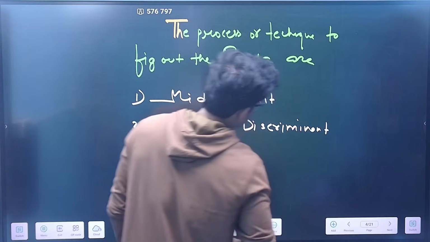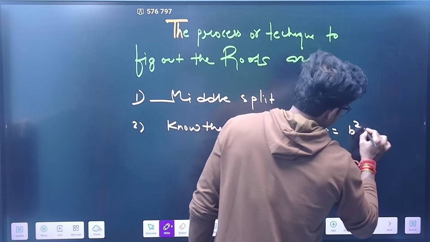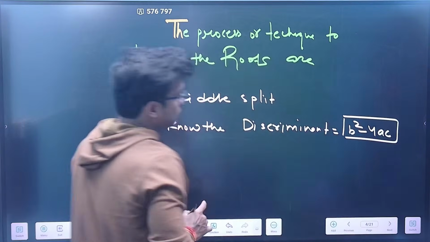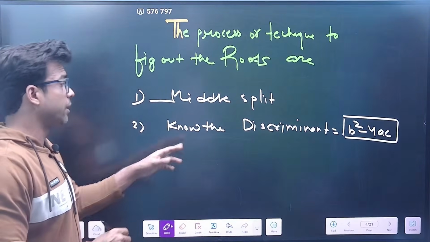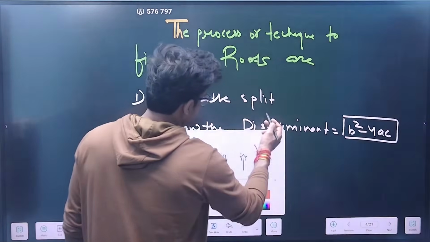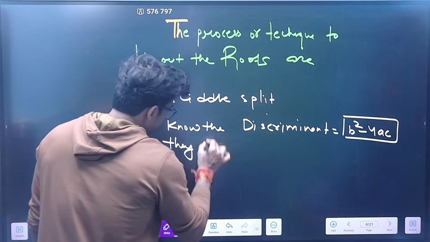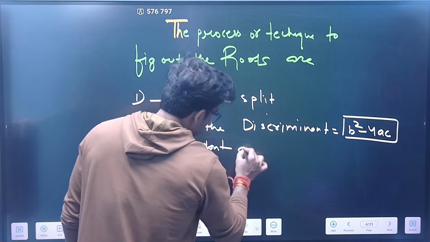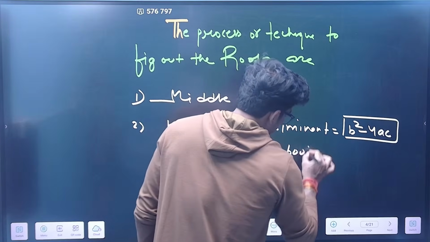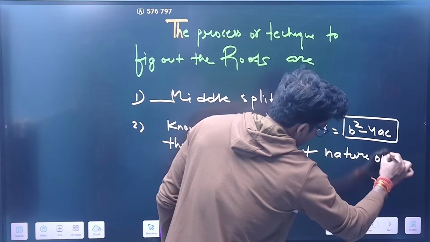Always remember, this discriminant means b square minus 4ac, right? Now guys, one thing is pretty much clear. When you go for a banking exam, they do not ask you to tell the nature of roots. They don't ask about the nature of roots.